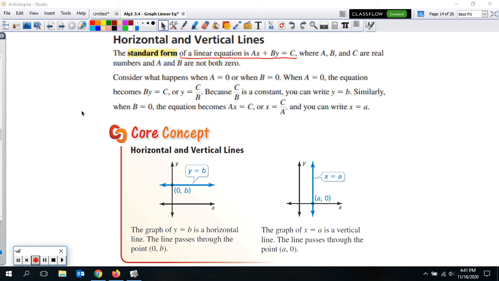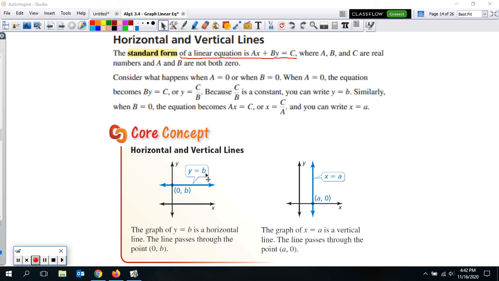And if you do have one of them being 0, either the A or the B, then what you're going to notice is you're going to get a horizontal or vertical line. So you can see, if you just have y equals b or x equals a, and that's just using this kind of idea here. Basically, if the A was 0 here, that takes out your x, like 0 times x is 0, so now it's just going to be By equals C. You're going to get a horizontal or vertical line.